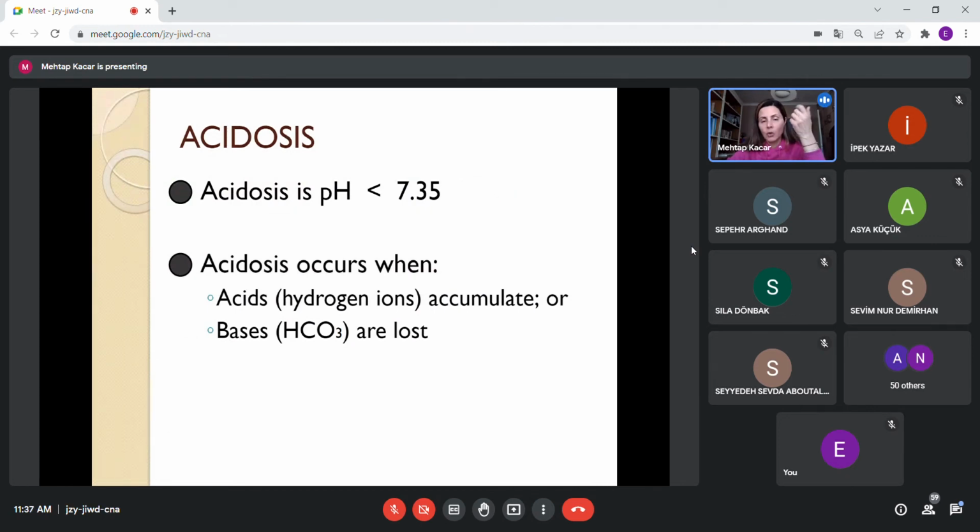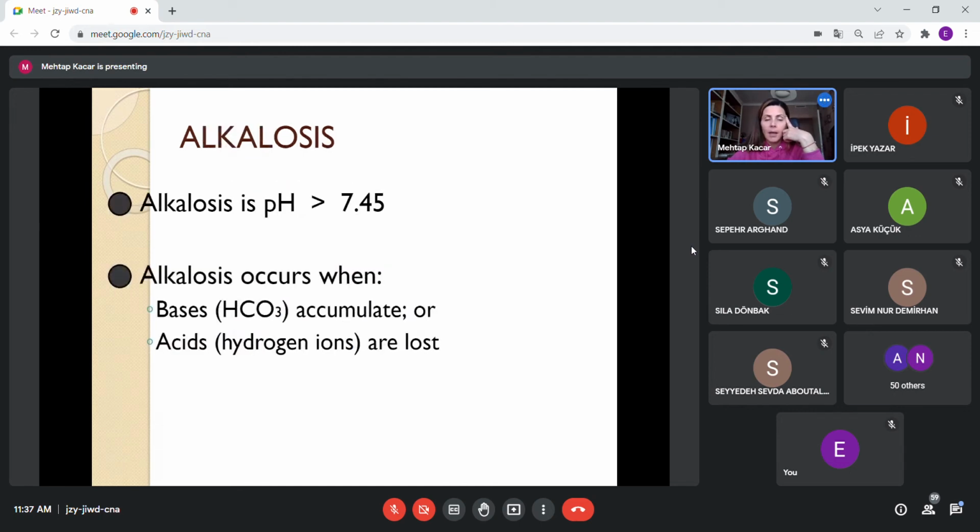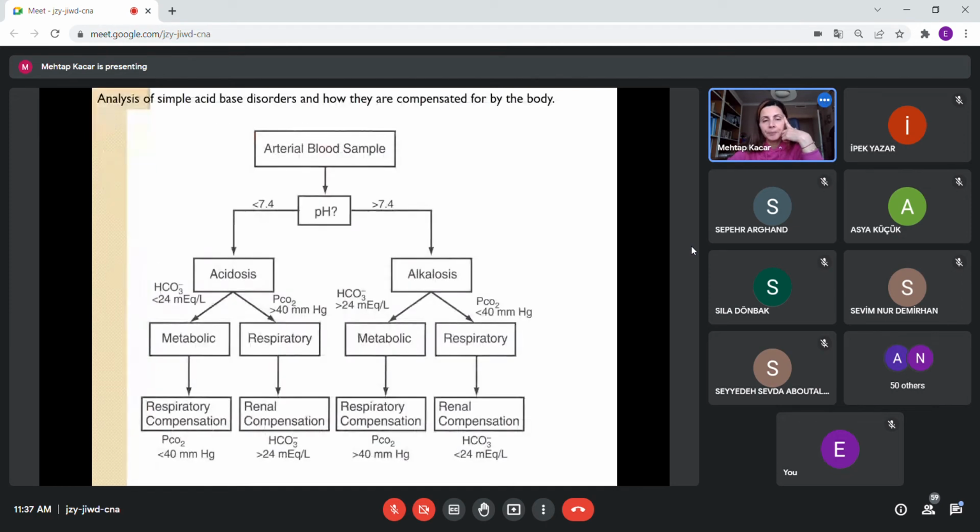Acidosis means increased hydrogen ion concentration, accumulation of hydrogen ions in our body fluids. Alkalosis occurs with bicarbonate accumulation or loss of hydrogen ions. We can analyze an arterial blood sample, and later we can evaluate pH and the other arterial blood gas parameters, and then we can talk about acidosis or alkalosis. Acidosis is sometimes linked with a metabolic problem, sometimes with a respiratory problem, and this is the same for alkalosis also.